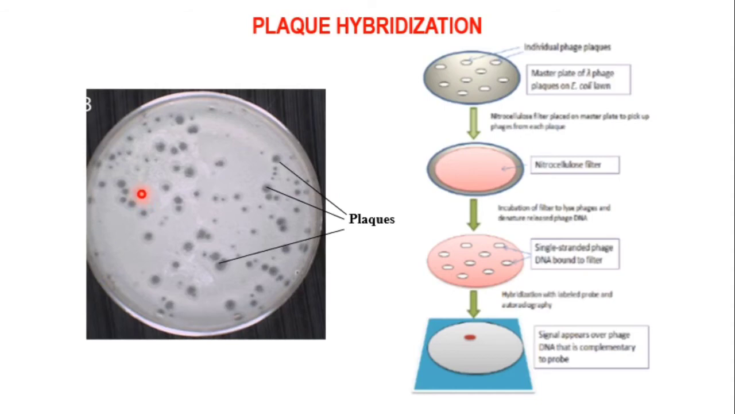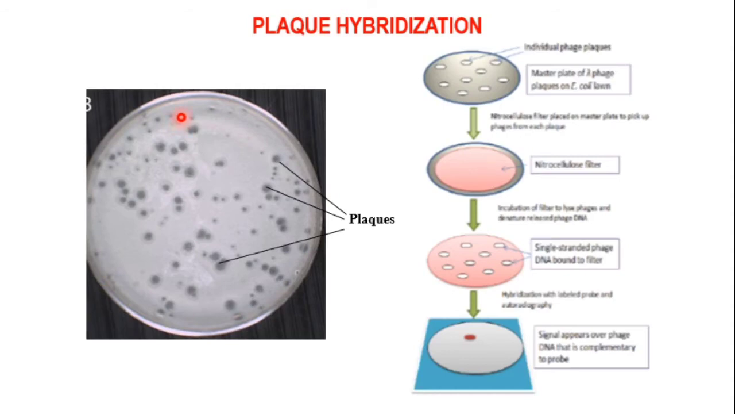So in recombinant DNA technology, when we are using phage vectors, we'll transfer these phages into the bacteria. The phage will infect the bacteria and kill them, and that will create clear zones like this. So these are the plaques here. These plaques will contain different recombinant phages.